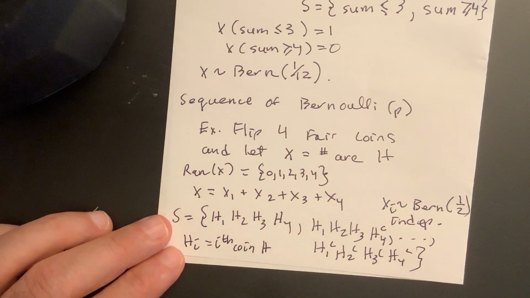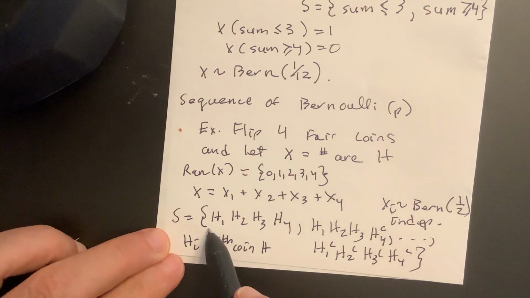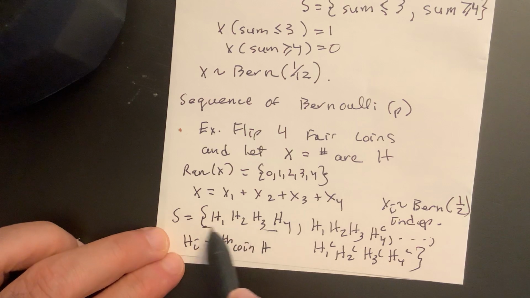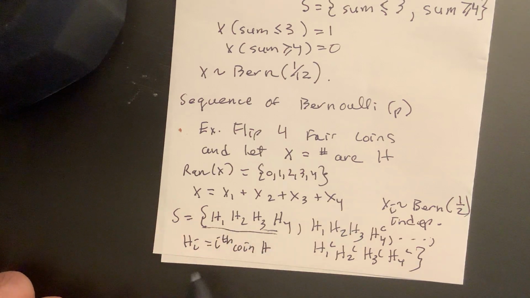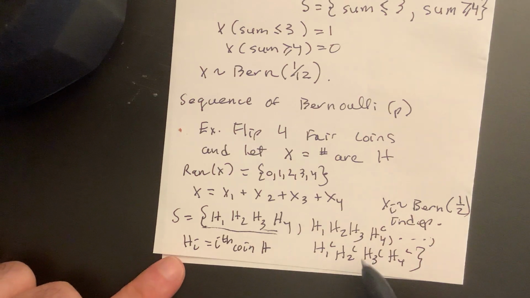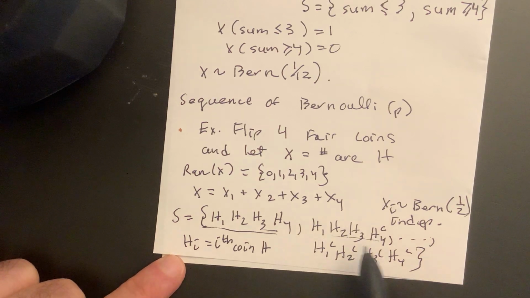Okay, so S has all these outcomes, and I just want to map each one to the number of heads that are there. So this one gets mapped to 4. How many get mapped to 3? How many have 3 heads? Well, there would be 4, right? Because this one has 3 heads, and then the complement could be at any spot.